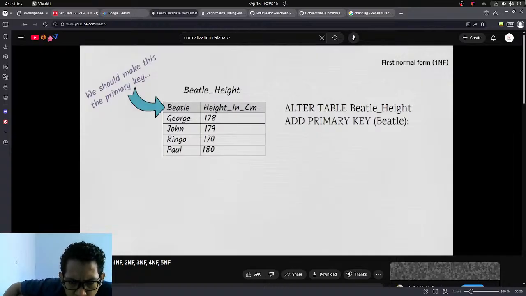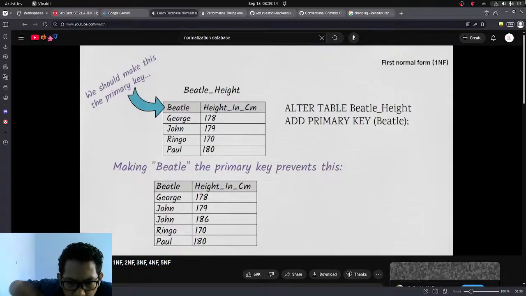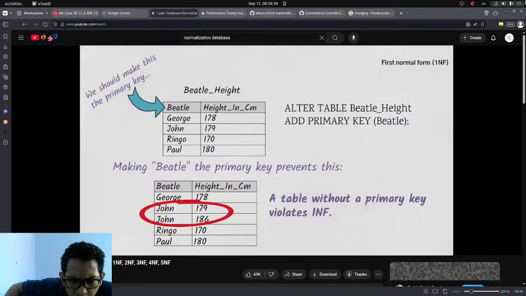With the primary key in place, the database platform will prevent multiple rows for the same beetle from ever being inserted. That's a good thing, because multiple rows for the same beetle would be nonsensical and perhaps contradictory. Obviously, a beetle can't have two different heights at once. Every table we design should have a primary key. If it doesn't, it's not in first normal form.